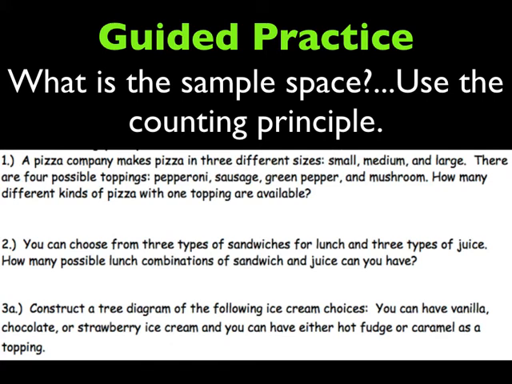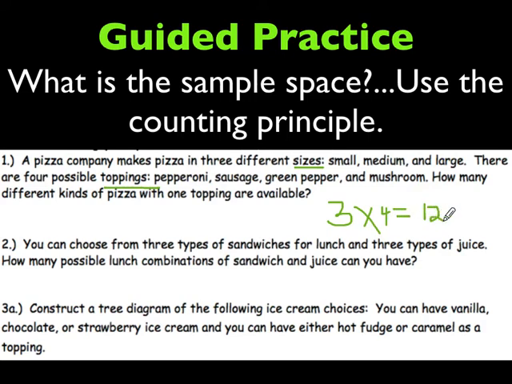So let's have first: a pizza company makes pizza in 3 different sizes: small, medium, and large. And there are 4 possible toppings: pepperoni, sausage, green pepper, and mushroom. Since you're only asked to use the counting principle, all you need to do is identify the number of choices for each category. So the sizes are small, medium, and large. There are 3. And for the toppings, there are 4 possible outcomes. So 3 times 4, that means your sample space is 12.